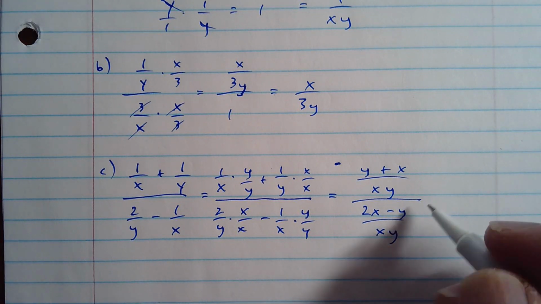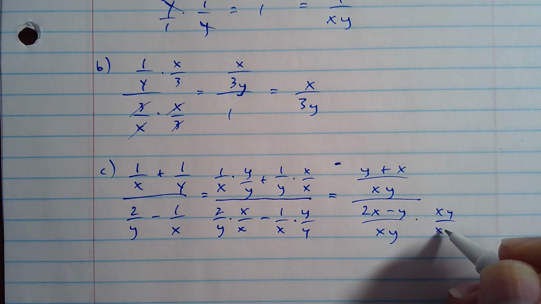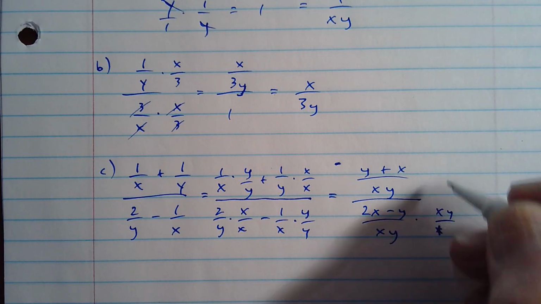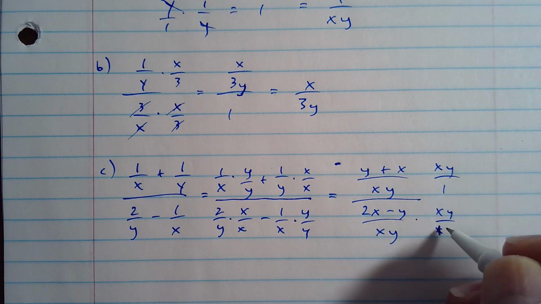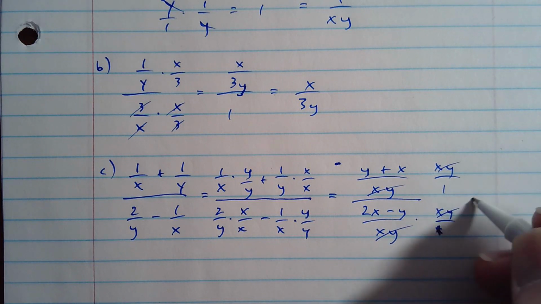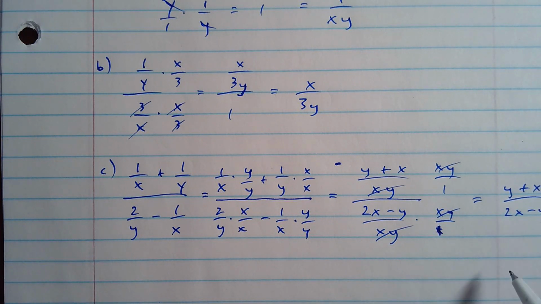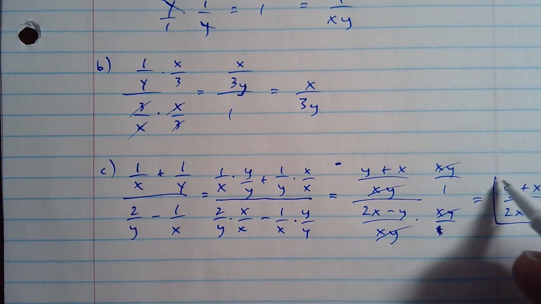And then you can multiply top and bottom by xy over xy, on the top over 1 times xy on the bottom over 1. And the xy's cross out, and we get y plus x for my numerator result, and I get a 2x minus y for my denominator. And there's your final answer.